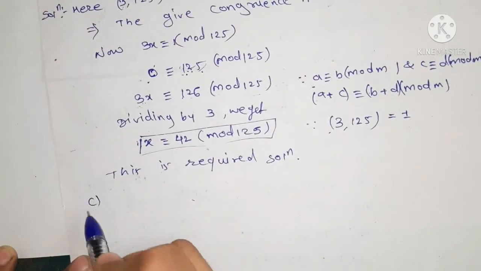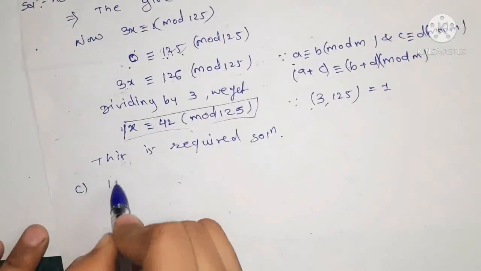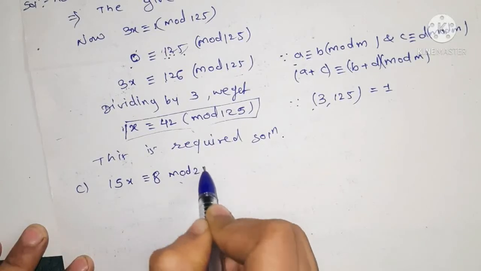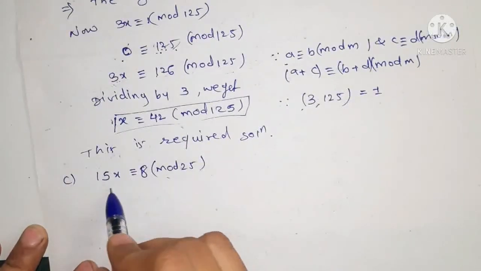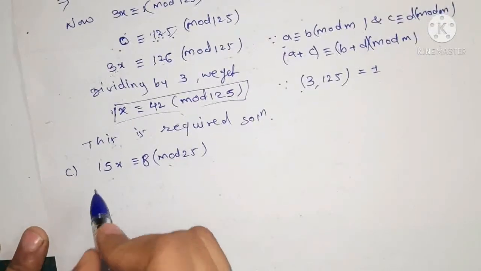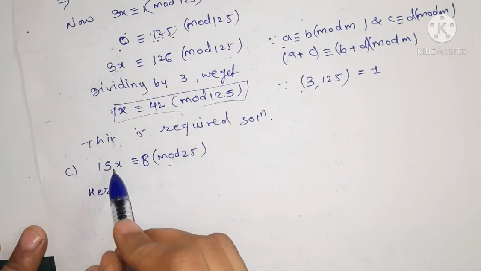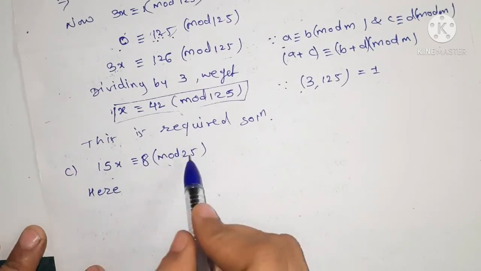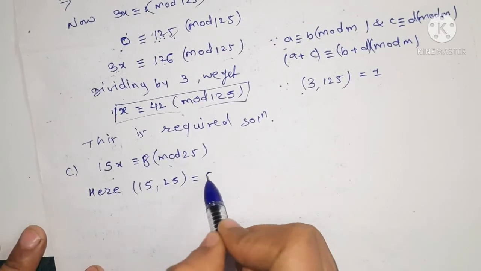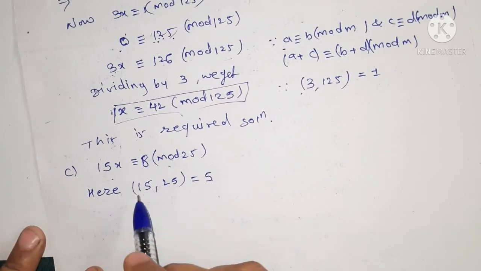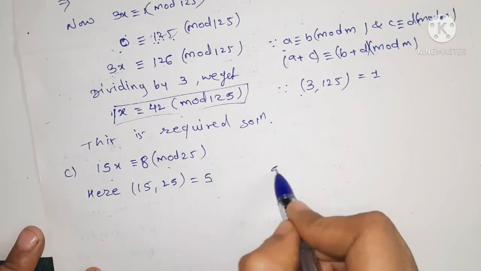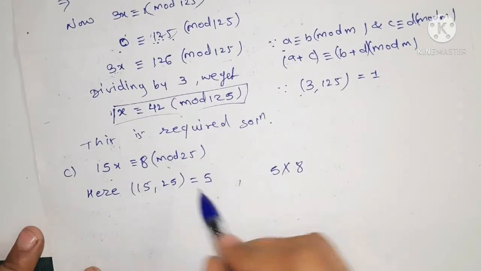Now our equation C is 15x is congruent to 8 modulo 25. This is our example C. Now here, what is the GCD of 15 and 25? The common GCD is 5. The greatest common divisor which divides both the numbers is 5, and 5 does not divide 8.